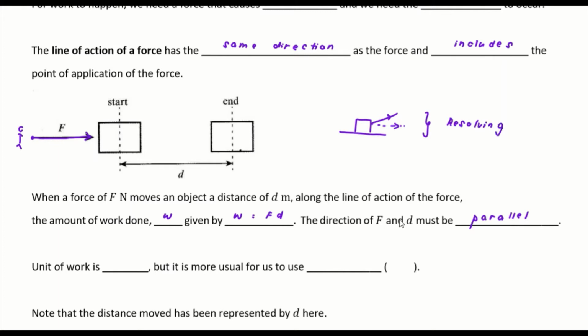Okay, so the unit of work is F times D, right? So the unit for force is Newton. The unit for distance is meter. Okay, so Newton meter. But you will find it's a little bit similar to what we had previously when we talked about momentum. That's like Newton second.